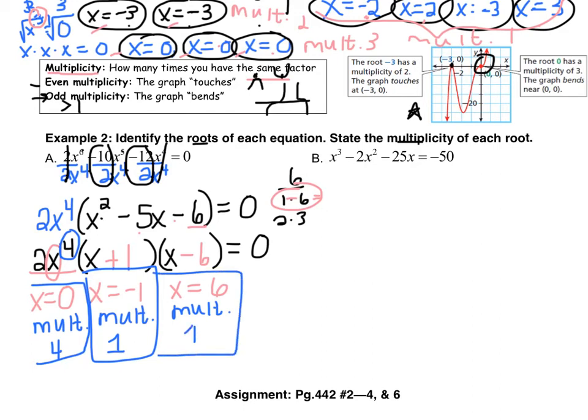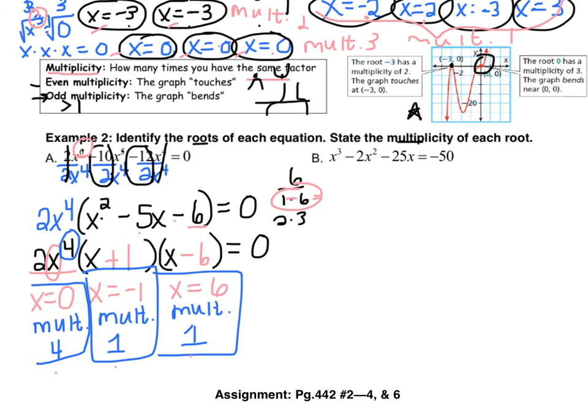You know you're done counting up your answers if you have, let's see, 4 plus 1 plus 1. So we have 6 answers altogether, and our degree was 6, so we're good. Go ahead and try B, and we'll see if you did it right.